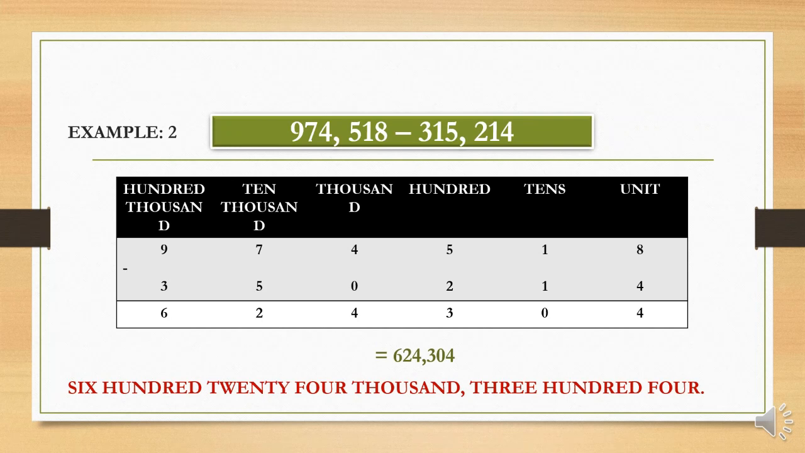Subtract 8 from 4, equals 4. Subtract 1 from 1, equals 0. Subtract 5 from 2, equals 3. Subtract 4 from 0, equals 4. Subtract 7 from 5, equals 2. Subtract 9 from 3, equals 6. The answer which comes is 624,304. This is the difference of the two given digits.